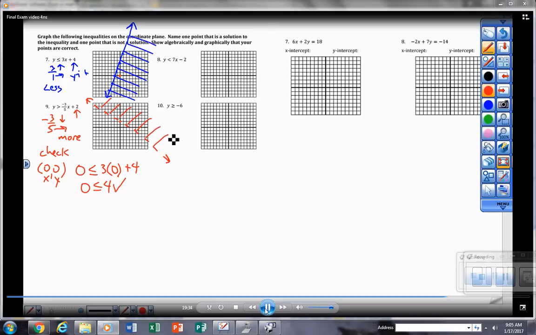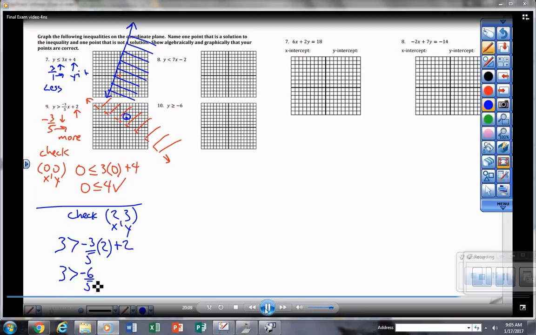To pick a point to check, I'm going to pick a point in the shaded zone. So it looks like I'm picking the point 2 for x, 3 for y, which should give me a true statement. So when I plug in 3 for y and 2 for x, it should give me a mathematical true statement. And that does check out, because negative 6 over 5, which is just over negative 1, plus 2, there's no way that's going to be more than 3. So that is a true statement.